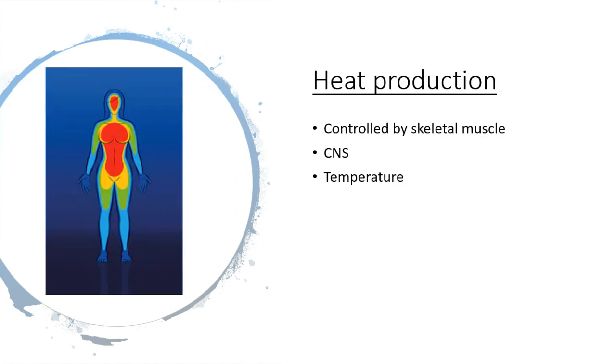Heat production. Muscle contraction in the body, controlled by the skeletal muscles and the central nervous system, allows the temperature in the body to increase and decrease. For example, when shivering, the contractions allow the muscles to warm up.